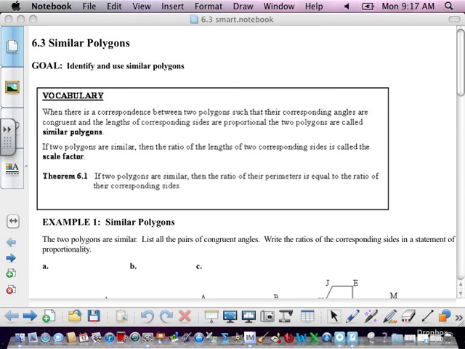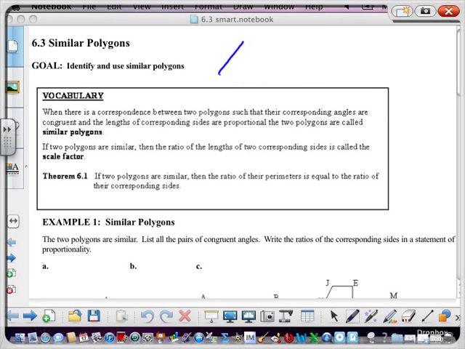So if we have a polygon, let's just make up a square, or a four-sided figure of some sort. Corresponding angles are angles that are in the same position. So these would be corresponding angles. Okay? They are congruent, and the lengths of corresponding sides are proportional. We talked about that. We did that with a whole calculator activity, figuring out that the triangle's sides are proportional.